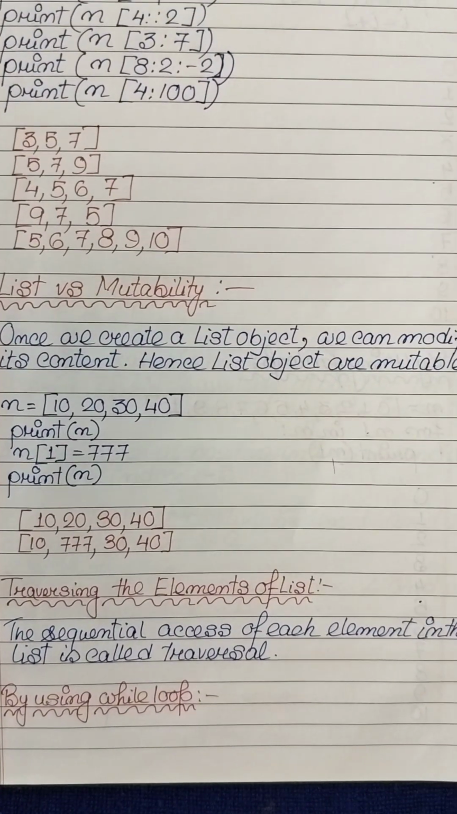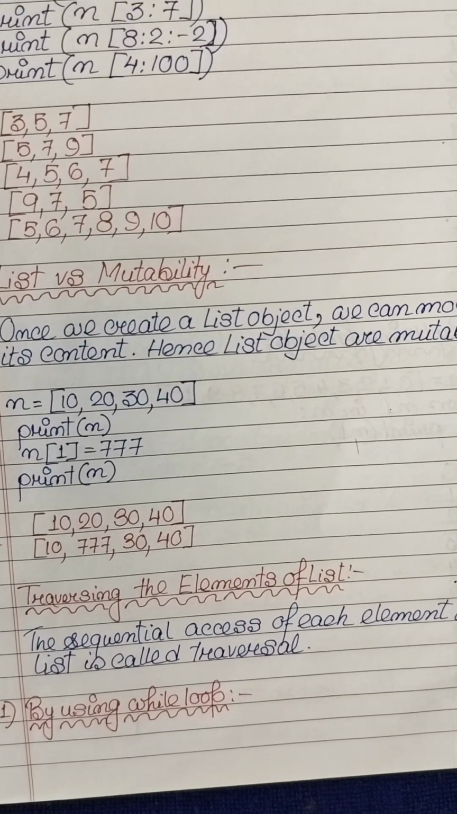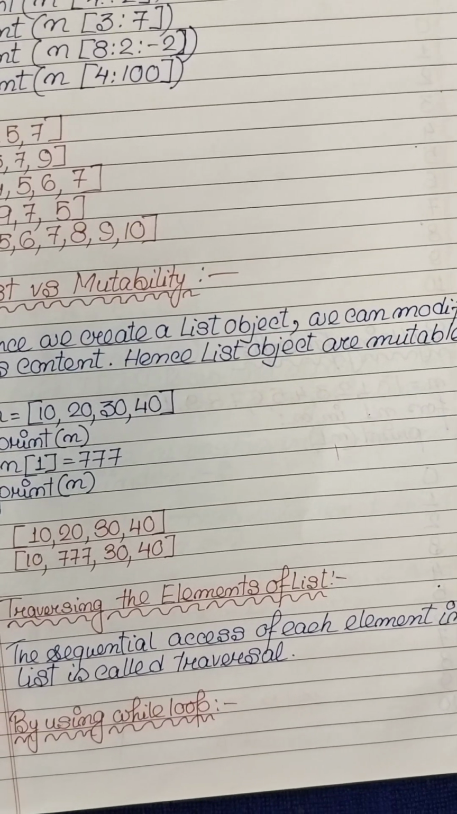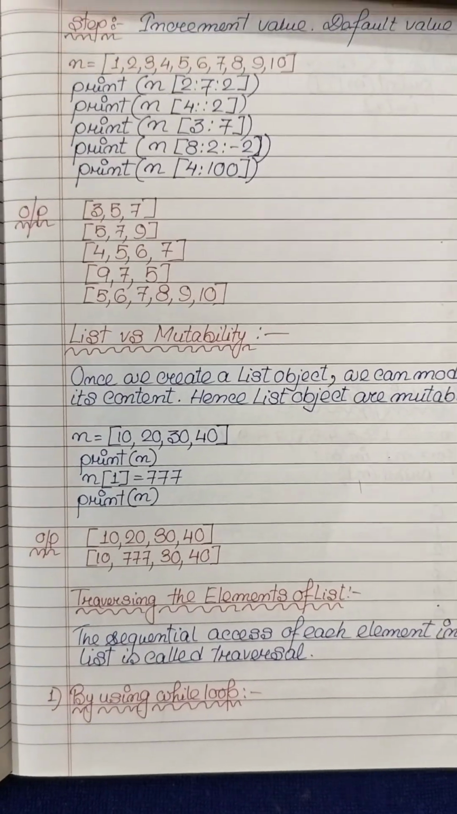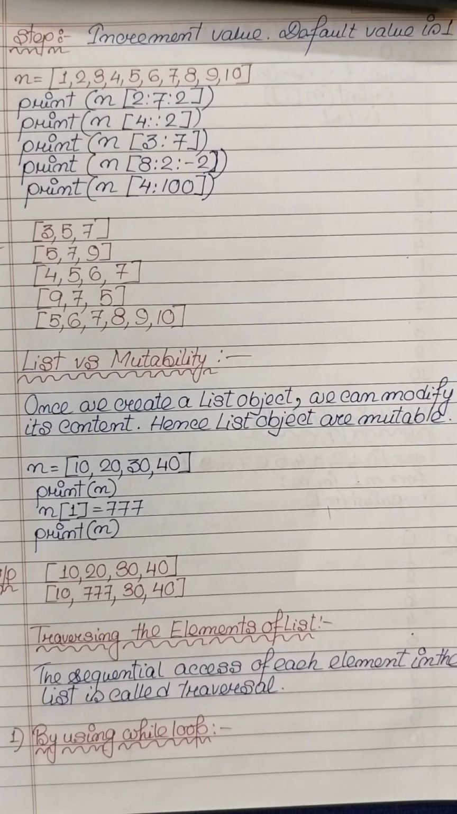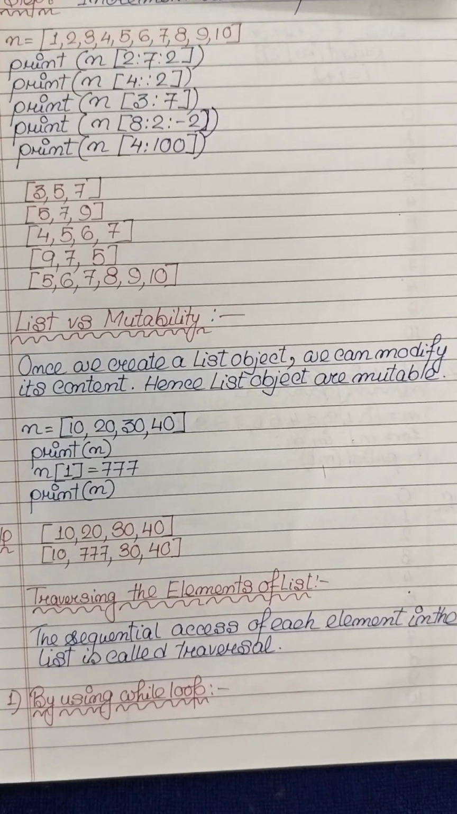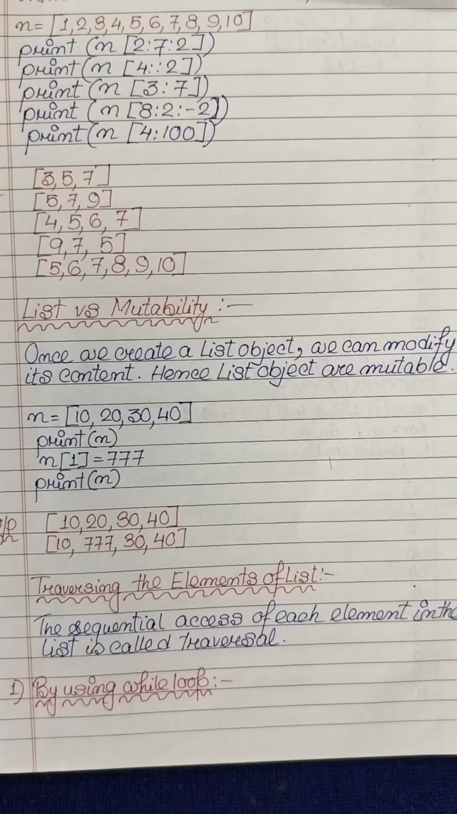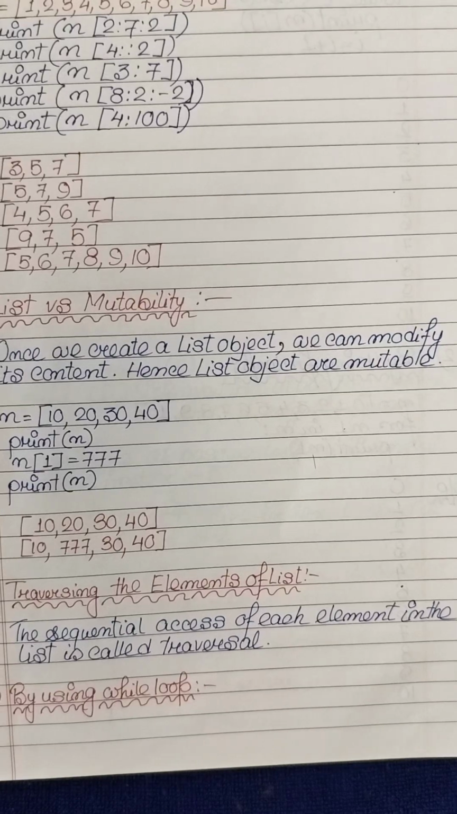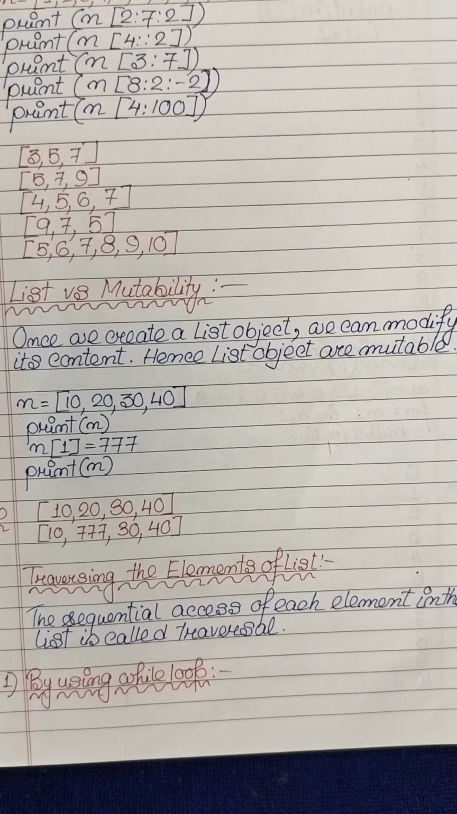In the previous video, I discussed accessing elements of a list by using index and by using the slice operator, and also gave the syntax and examples. In this video, we will discuss list versus mutability. Once we create a list object, we can modify its content. Hence, list objects are mutable.